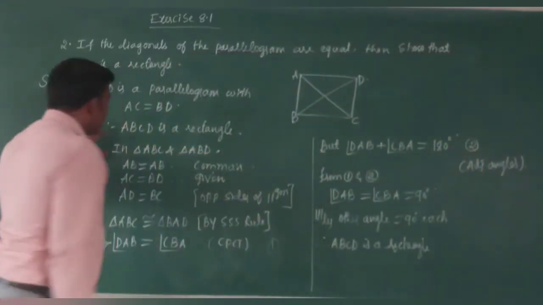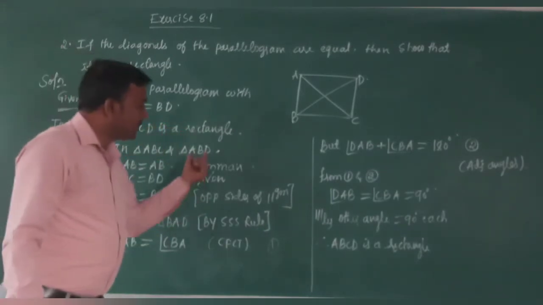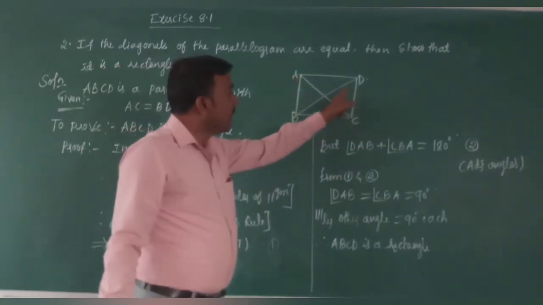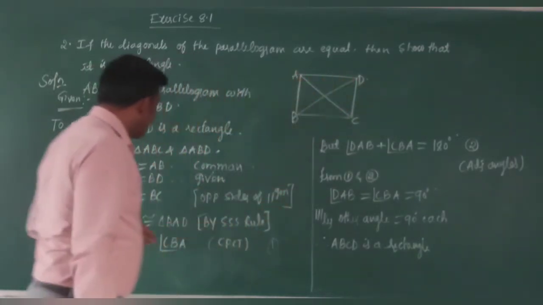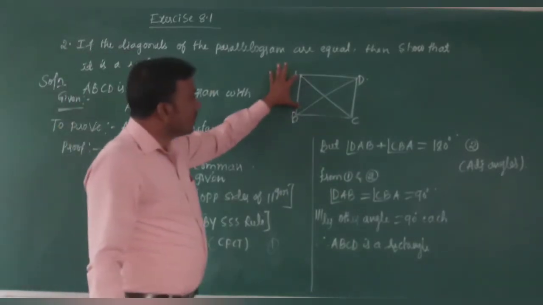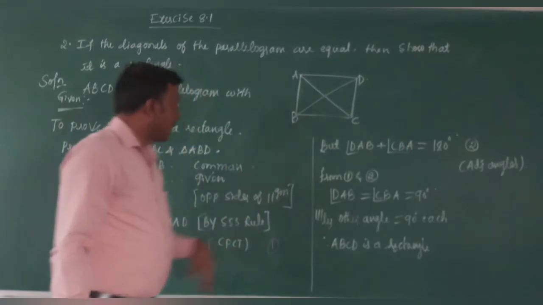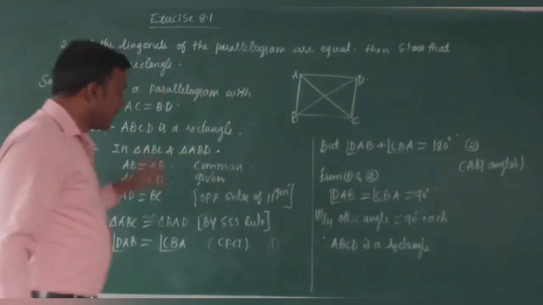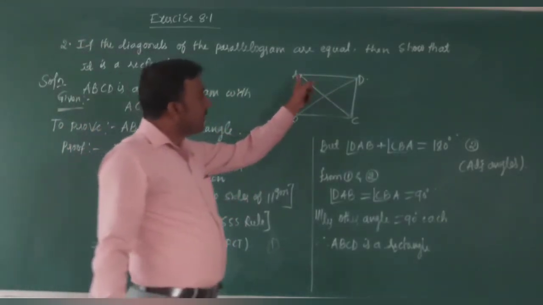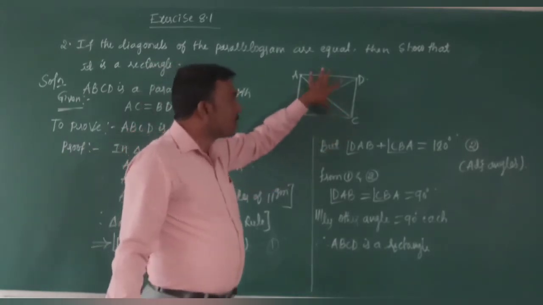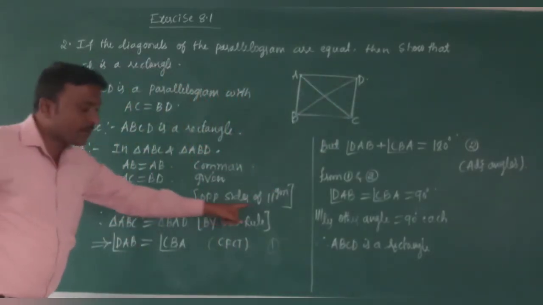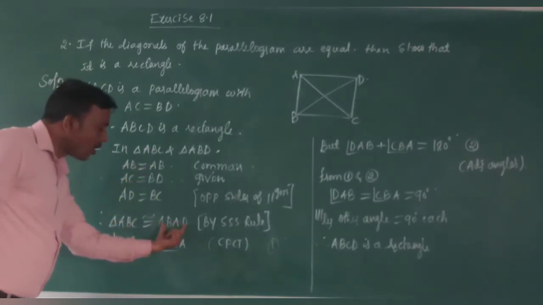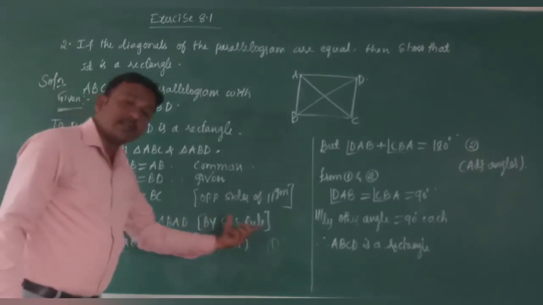So in triangle ABC and triangle ABD, AB is common for both the triangles. AC is equal to BD, it is given already. AD is equal to BC, because these are opposite sides of the parallelogram, and opposite sides of a parallelogram are equal. Now, by these three, triangle ABC is congruent to triangle ABD, or BAD, by the SSS congruence rule.